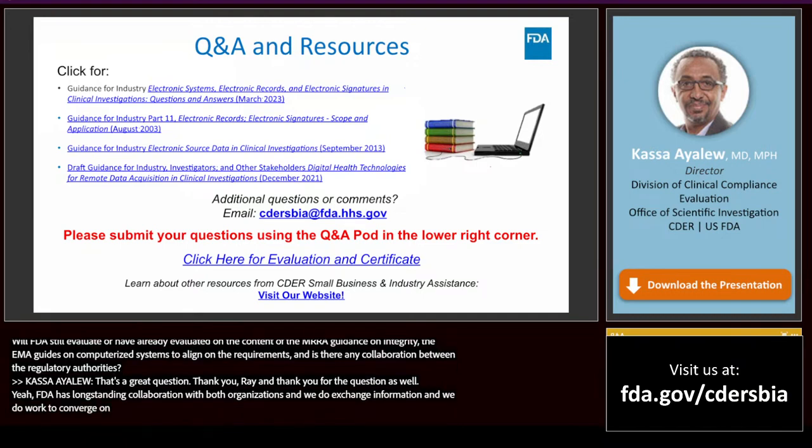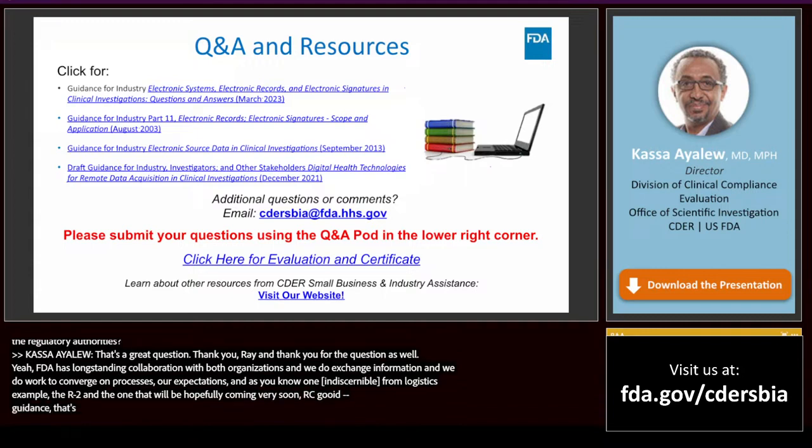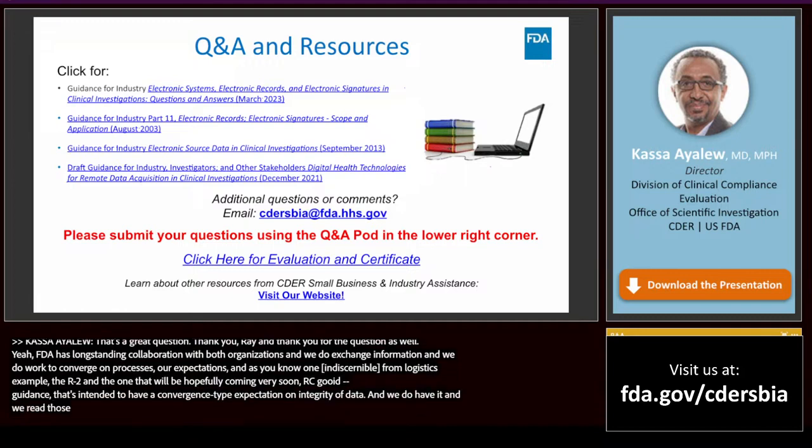As you know, one tool is, for example, from a GCP perspective, the ICH E6 guidance, and the R2, and the one that will hopefully be coming very soon, the R3 guidance. That is intended to have a converged expectation, including on data integrity, alongside the other guidances. The bottom line here is, yes, we do have and we do review those guidances, and we work to align and to learn from each other when it comes to ensuring GCP and patient safety, as well as expectations from regulators. Thank you very much, Ray.